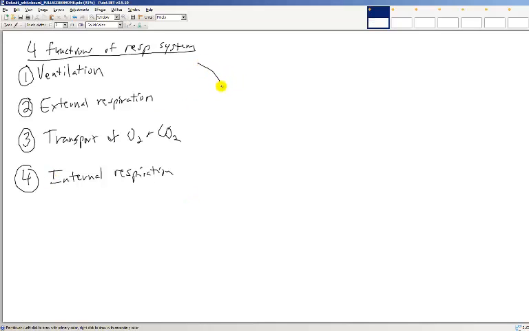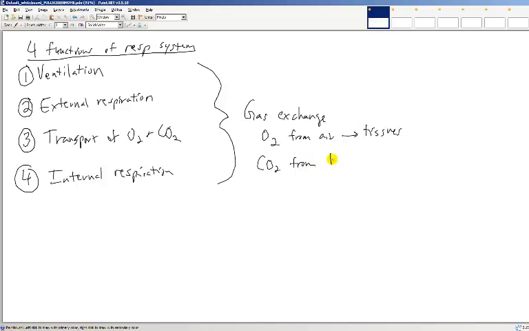And so these are all basically part of the overall major function of the respiratory system, which we call gas exchange. Basically bringing O2 from air to tissues, and then taking CO2 from tissues and expelling them into the air. So gas exchange is the general major job of the respiratory system.